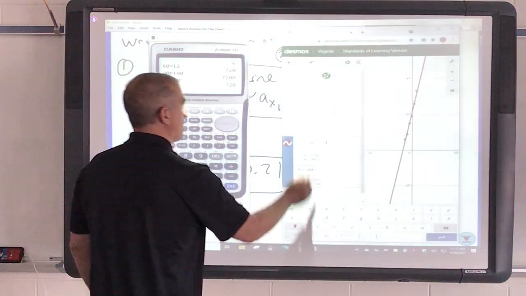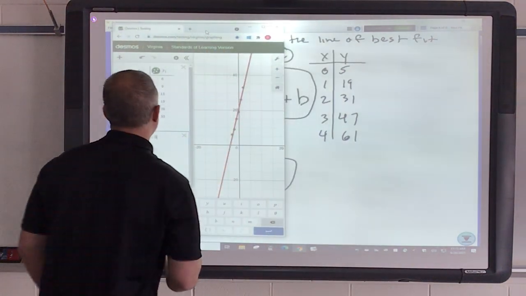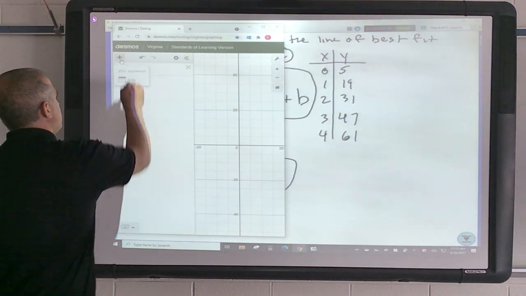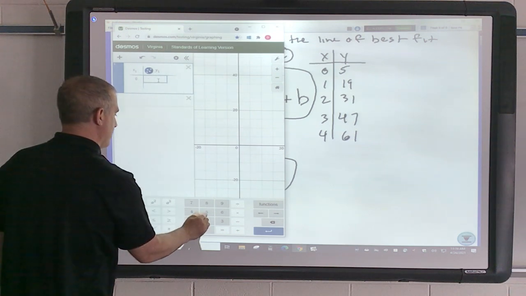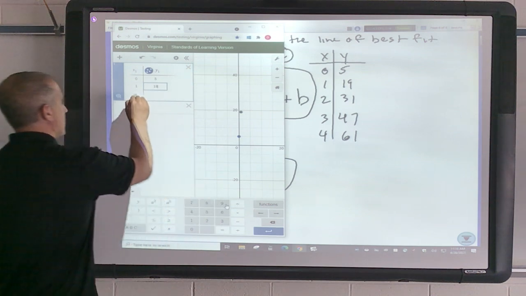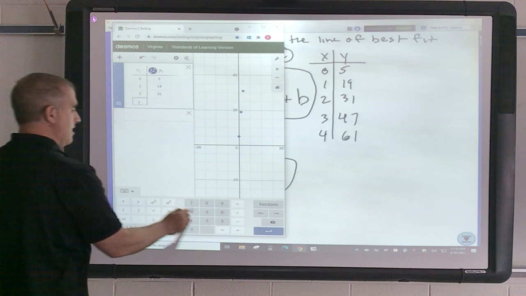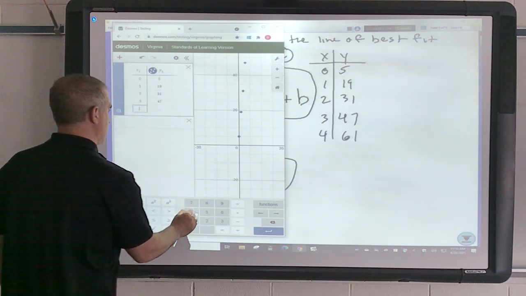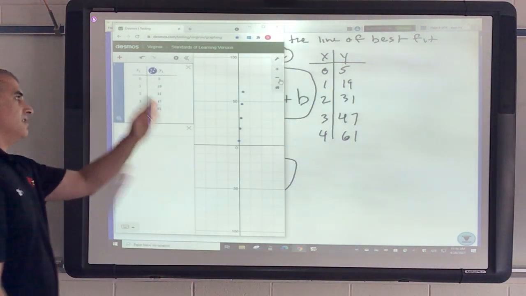Let's do another one. Let's do this other one over here in Desmos. All right, let's move this over. I'm going to go ahead and delete my table and delete that. So I do the plus sign, table. So I'm going to put 0 and 5, 1 and 19, 2 and 31, 3 and 47, and then 4 and 61. And as you can see, same deal. You can see my dots make a line.